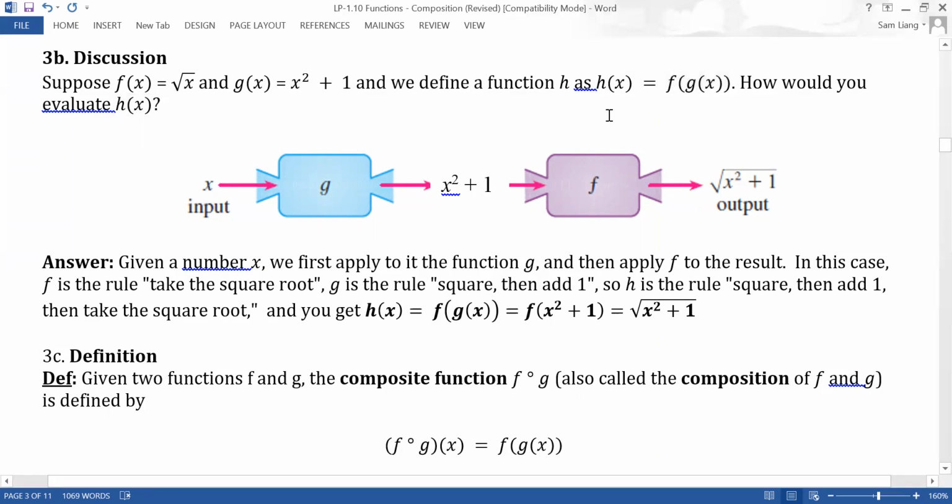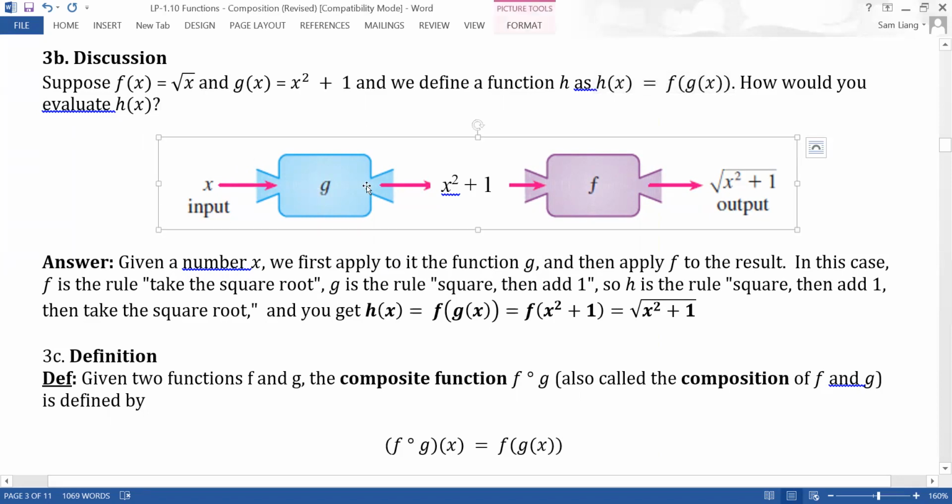First we just plug x into g. This is a diagram from the old textbook. You get x squared plus 1, and then x squared plus 1 is now the new input for f, right? So we plug x squared plus 1 into this function, and we get square root of x squared plus 1 as our output right there. So that's the composition of functions.